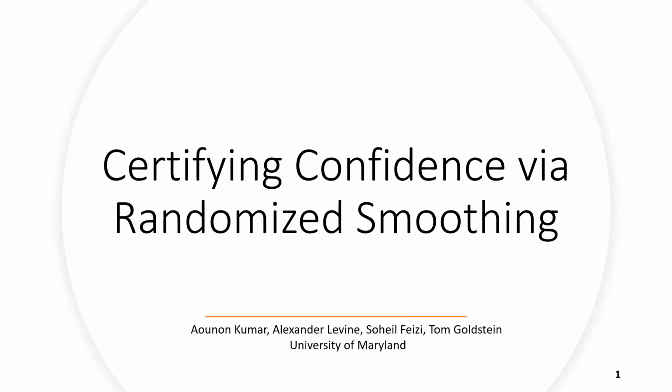Certifying Robustness via Randomized Smoothing. This paper was published at NeurIPS 2020. Before I introduce certifying robustness via randomized smoothing, I first need to introduce adversarial examples and the corresponding method, randomized smoothing.